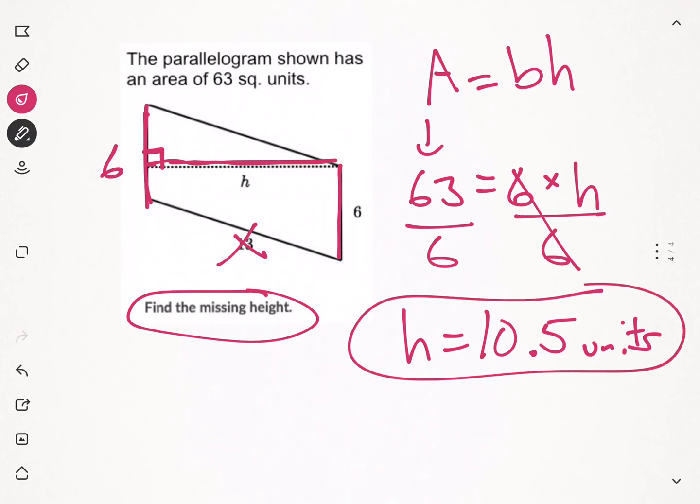So the big idea for today, if you're working backwards to find a missing side, we're going to divide. And make sure you are finding that right angle, because that connects your base to your height, and it helps you identify which sides you don't need.